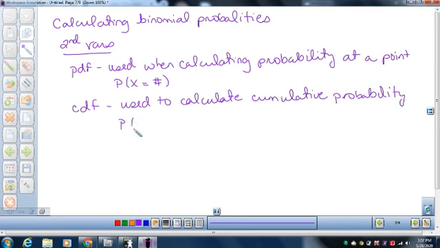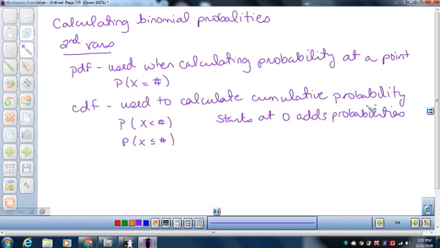So in other words, the probability when X is less than some number, or the probability when X is less than or equal to some number, because the cumulative probability starts at zero and adds probabilities up to a stopping point.